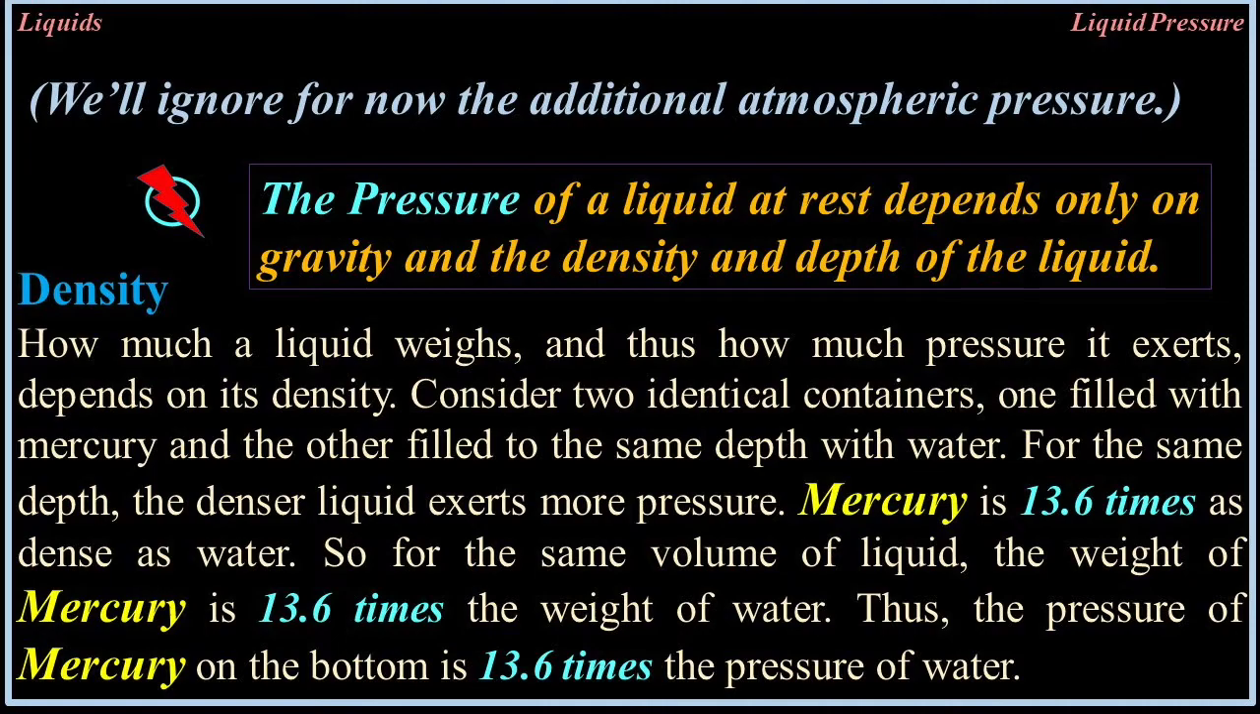Consider 2 identical containers, one filled with mercury and the other filled to the same depth with water. For the same depth, the denser liquid exerts more pressure. Mercury is 13.6 times more dense than water. So, for the same volume of liquid, the weight of mercury is 13.6 times the weight of water. Thus, the pressure of mercury on the bottom is 13.6 times the pressure of water.